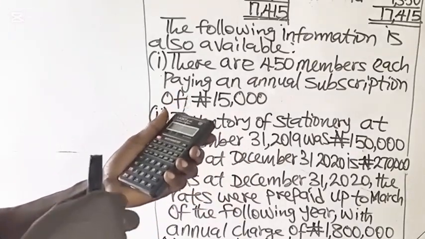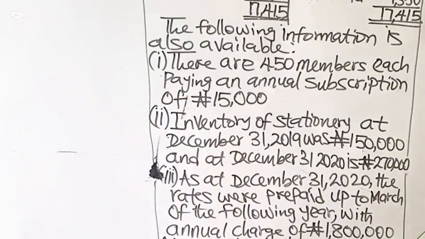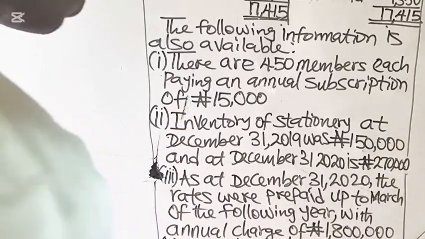So that is subscription in arrears, and that will be added to the amount made for the year 2020 to be included in the income and expenditure account for the year 2020.